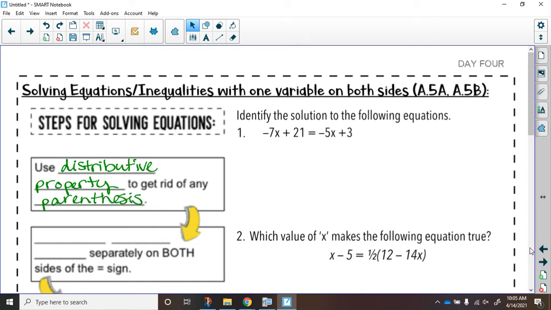Step 2, we need to combine like terms. So combine like terms separately on both sides of the equal sign. So I'm going to combine everything on the left. That can be combined, and then we look to see if anything on the right side can be combined.